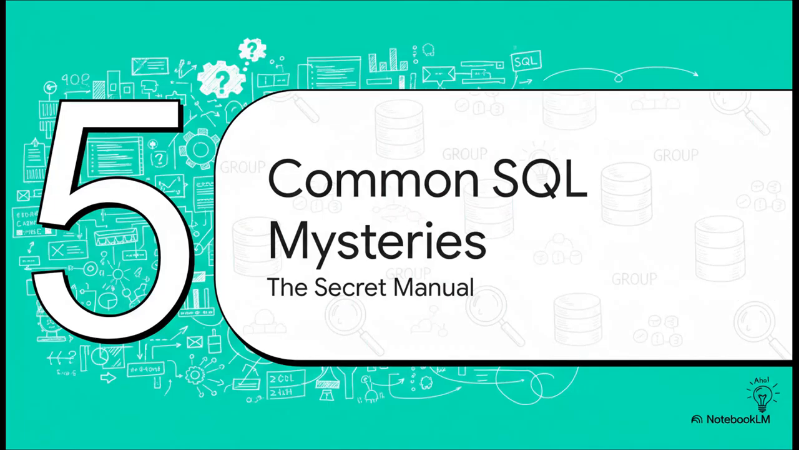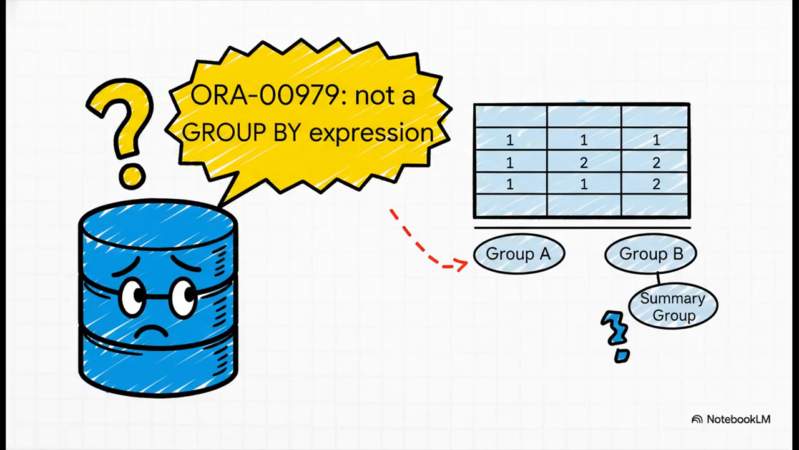And now for the big aha moment. Let's talk about the single most common, most frustrating error you are absolutely going to encounter when you start using group by. Oh man, if you've written SQL for more than a day, you have seen this dreaded error. All it's really saying is that you've tried to select a column that isn't in your group by clause and isn't wrapped in an aggregate function. The database is basically confused.